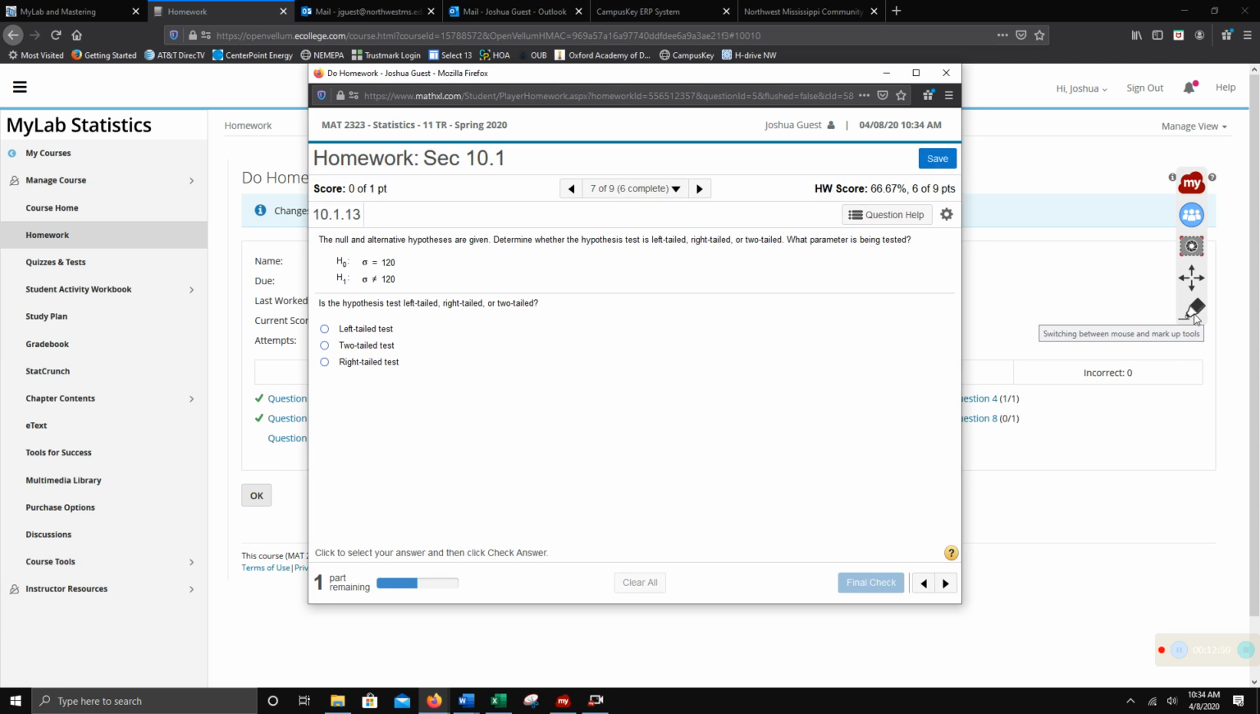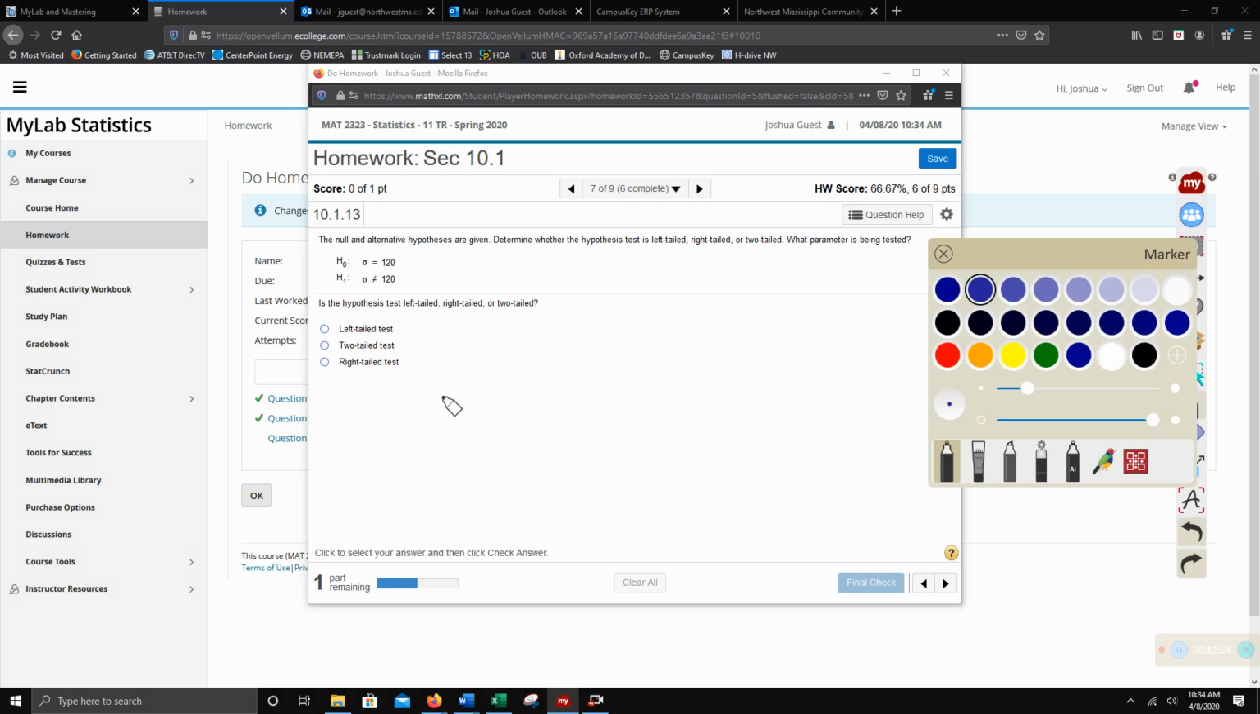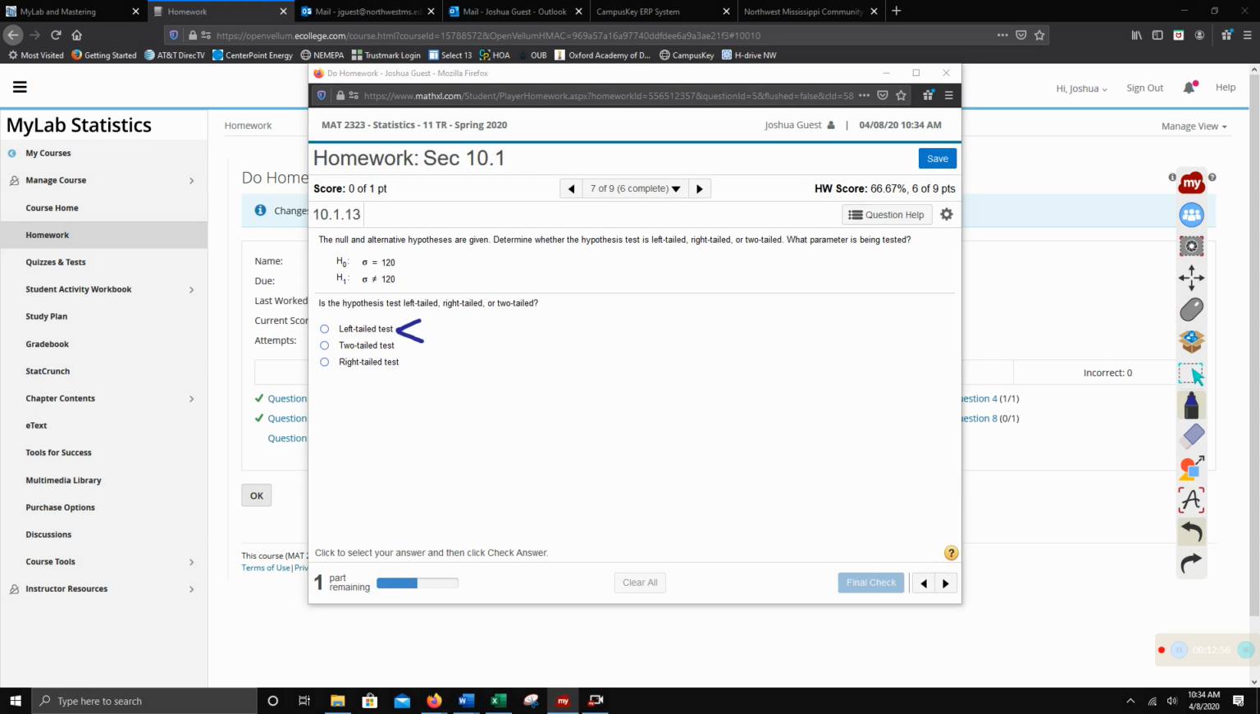All right. So here again, just to reiterate this. Left-tailed is less than, two-tailed is not equal to, and right-tailed is greater than. Okay, just so you know those three things. Left-tailed is less than, right-tailed is greater than, and two-tailed is not equal to. So for this one here, this is not equal to, so this is two-tailed.